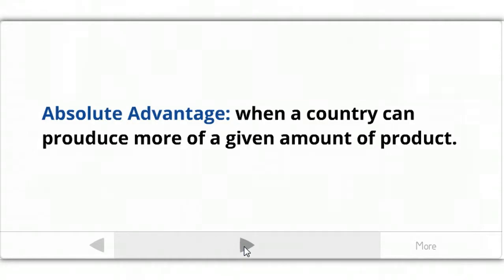Perhaps you said, "Well, my dad can run a mile faster than your dad." Well, again, that's still absolute advantage, because with the same amount of resource, you're doing it faster. So absolute advantage can be about making more of a product or making it faster.